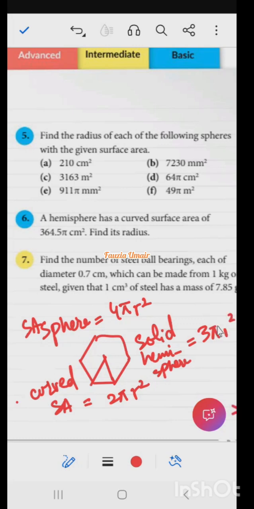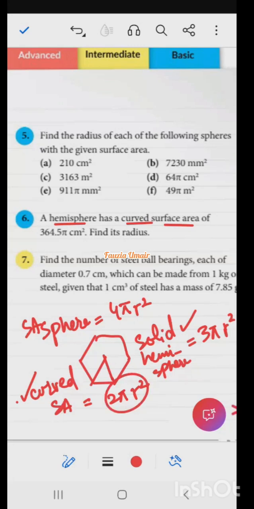So you need to be very careful which wording is used in the question. Here it is hemisphere, so it means either this formula or this one, because these are the hemisphere formulas. Now they're talking about curved surface only. So it's not a solid hemisphere. There's no top on that hemisphere. It's like a bowl. So it's an open hemisphere, so for open hemisphere we need this formula, 2 pi r square.